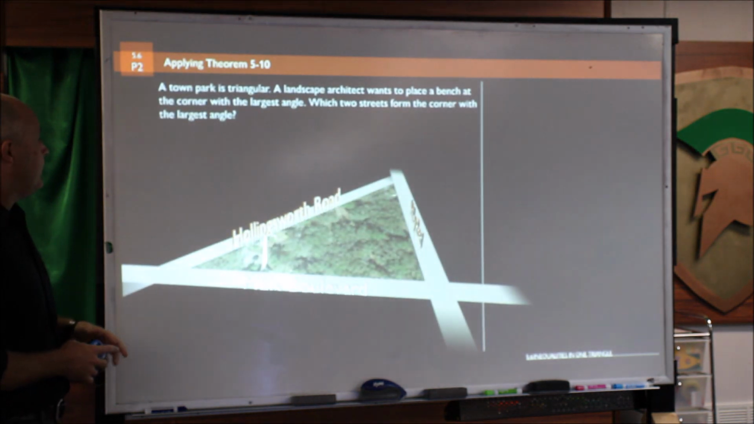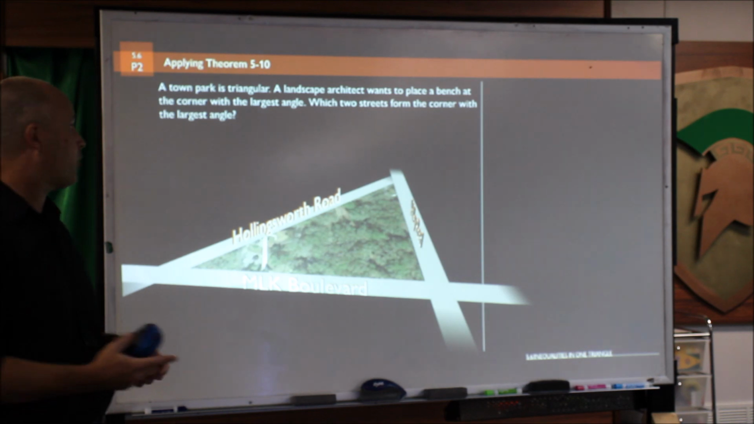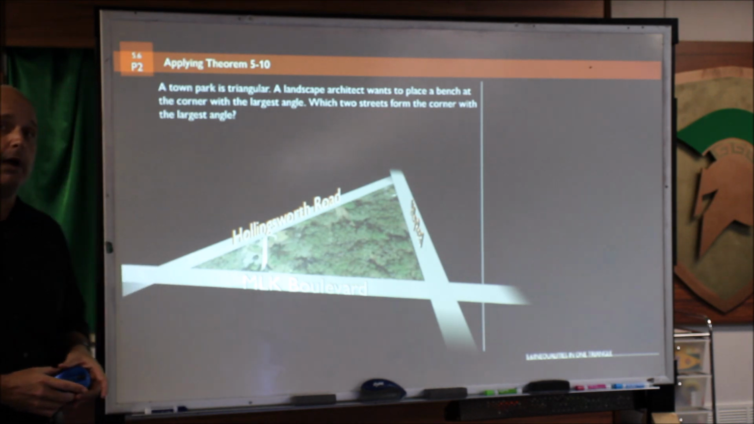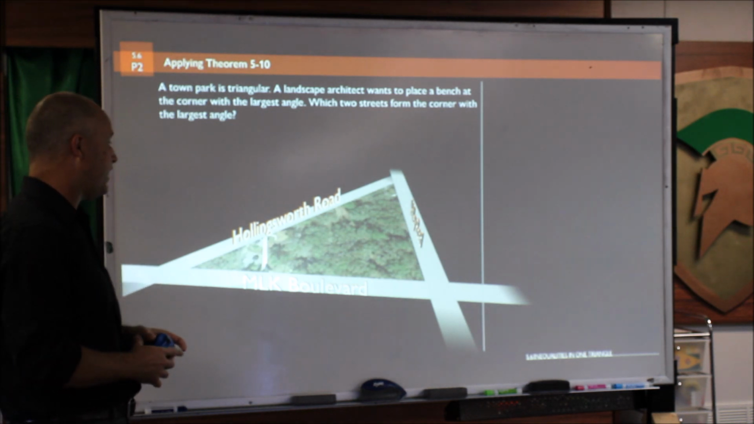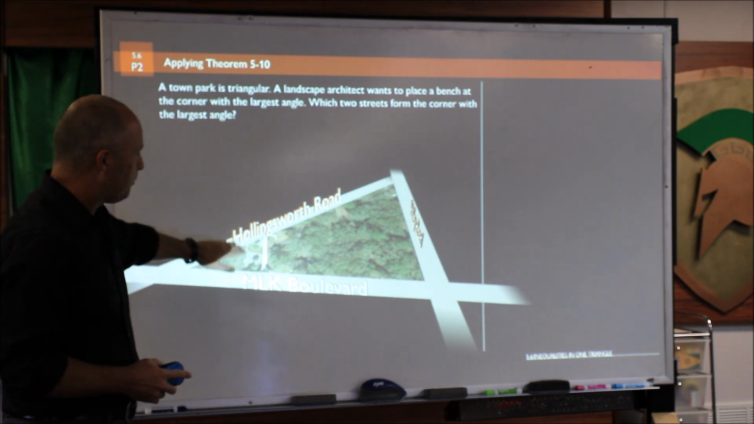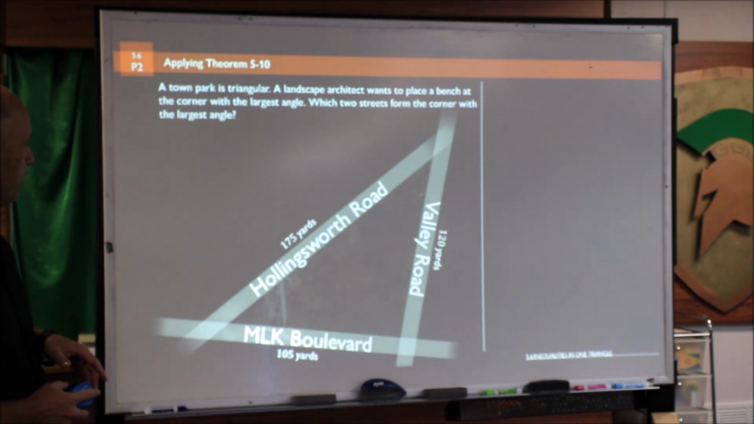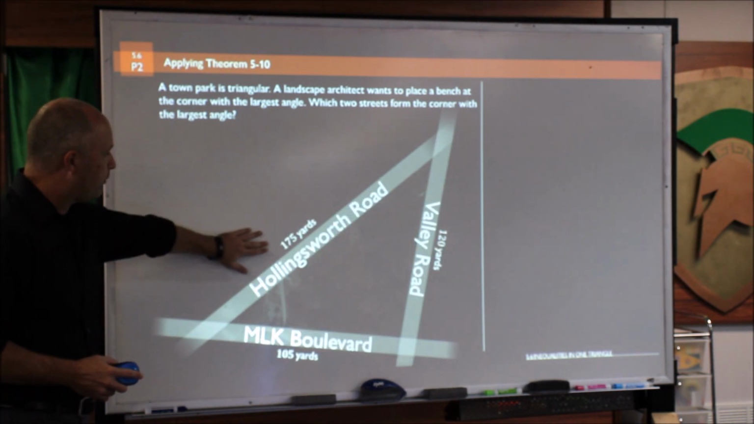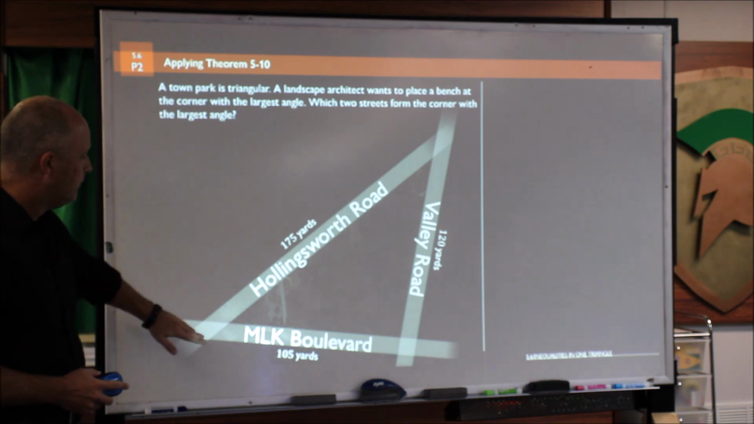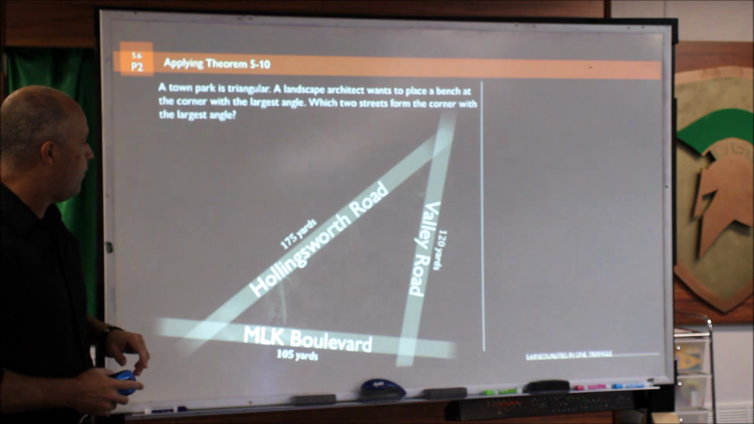It says a town park is triangular. The landscape architect wants to place a bench at the corner with the largest angle. So which two streets form the corner with the largest angle? Where would this architect want to put this bench at? So what we've got is, this is Hollingsworth Road, and then we've got MLK Boulevard, and then we've got Valley Road. And we know that Hollingsworth Road is 175 yards long, MLK is 105, and Valley Road is 120.